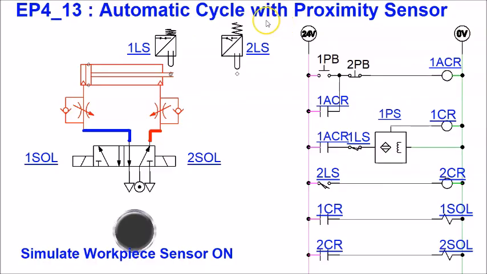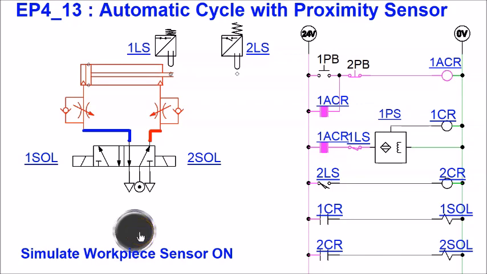Now we are going to look at the simulation circuit whereby we will achieve automatic cycle with a proximity sensor. Again, we also have the two limit switches here to detect retracted and extended position. We again have two push buttons here to do the continuous cycle mode. So when I press 1PB, you can see that ACR will turn on. 1LS is at normally open held closed position because the cylinder is now retracted.